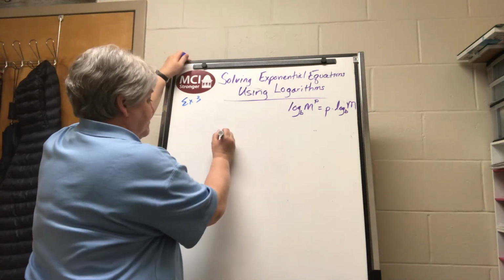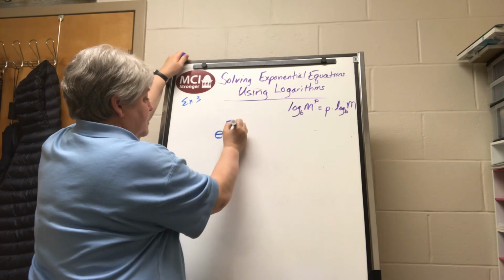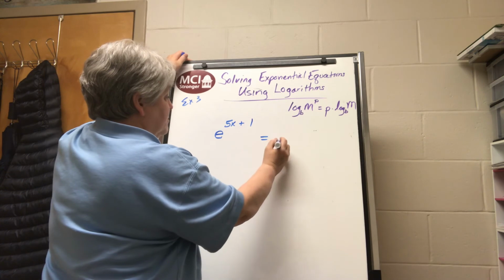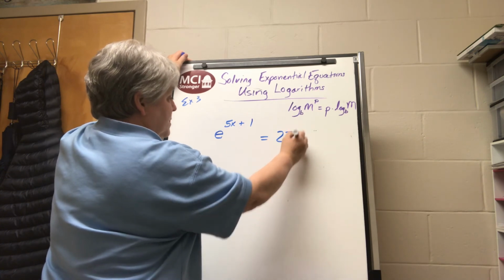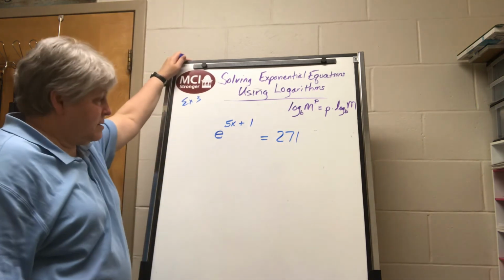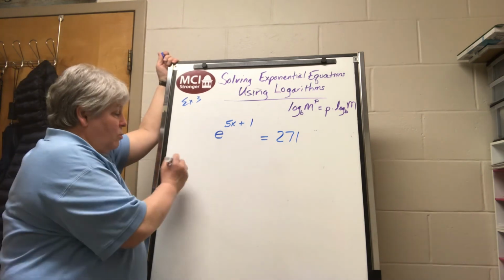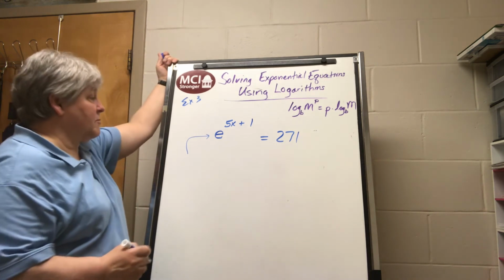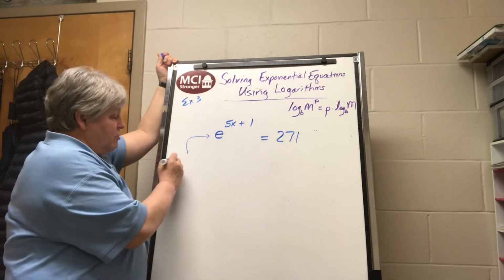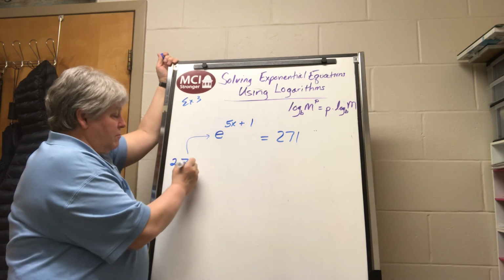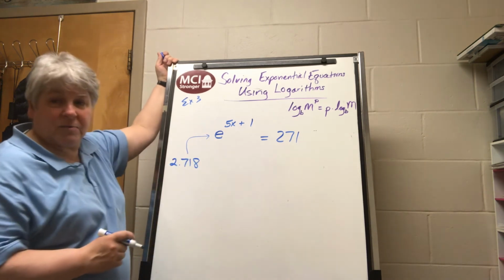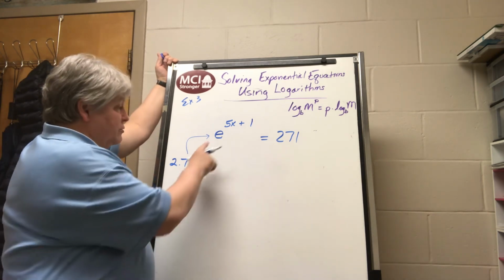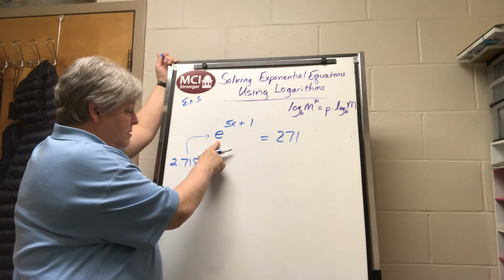e to the 5x plus 1 equals 271. One of the videos that I'll put up later just for your benefit is to show you where e comes from. But for now, just note it's approximately this big. It's like pi in that it never ends and never repeats. So we use the symbol as a convenience.